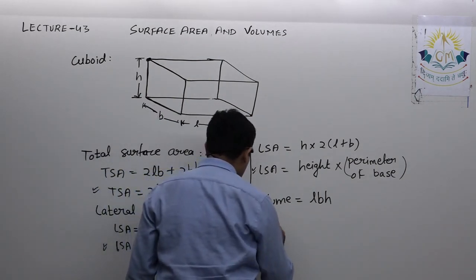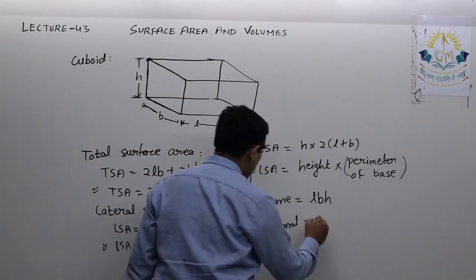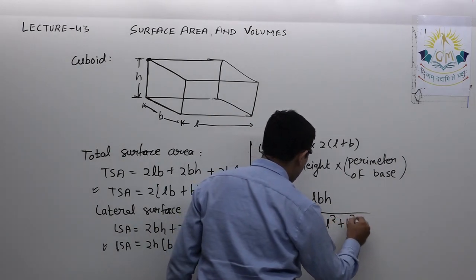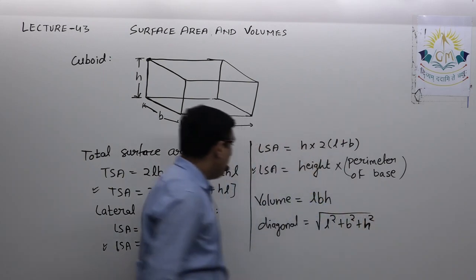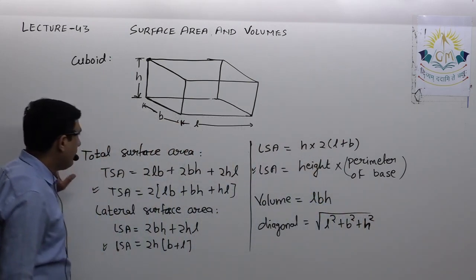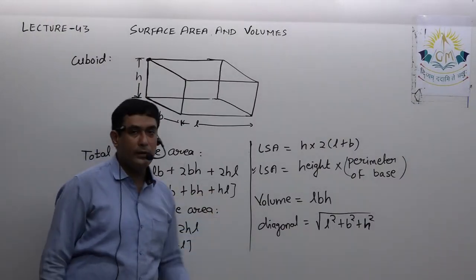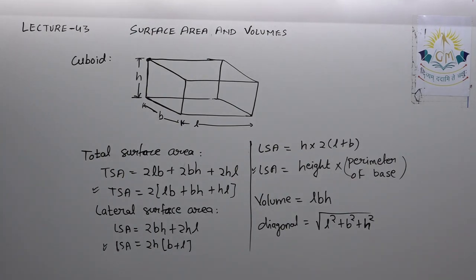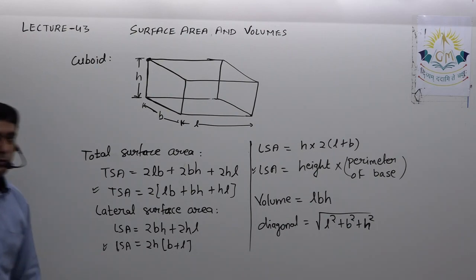So here I write the length of the diagonal is root of L square plus B square plus H square. Okay, so these four things we have to remember for cuboid: total surface area, lateral surface area, volume and the length of its diagonal. So please note it down, then we'll see all these formulas for the cube.